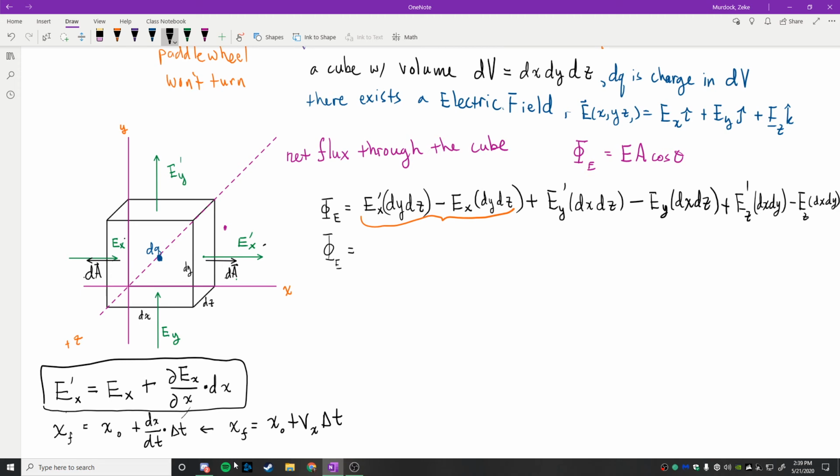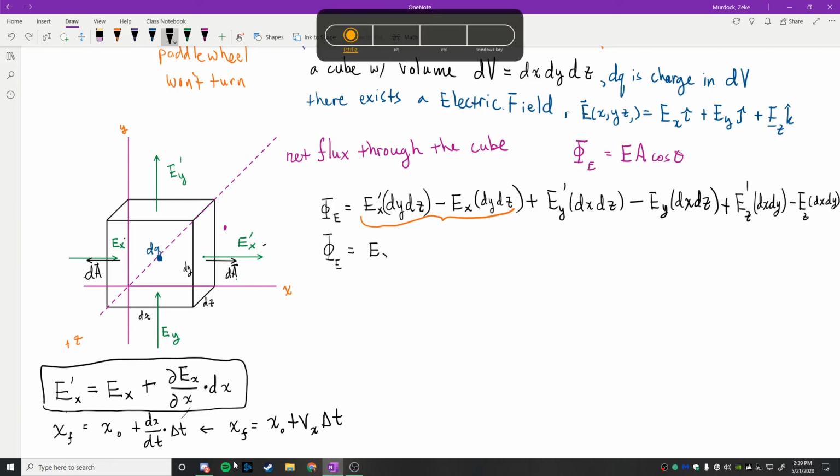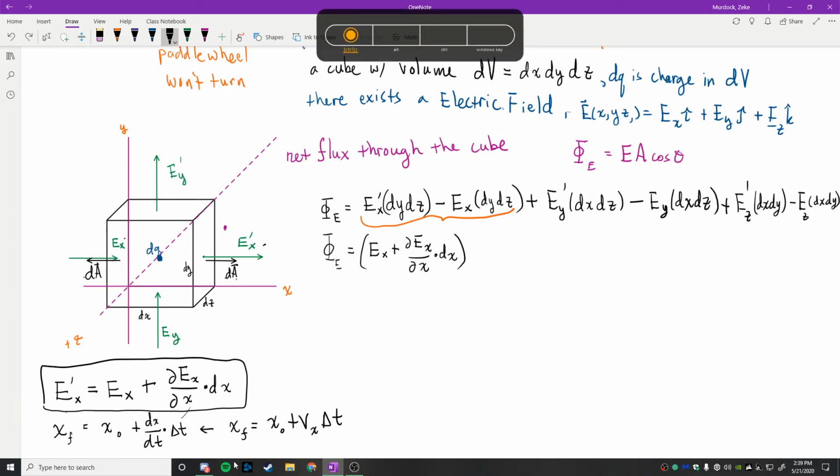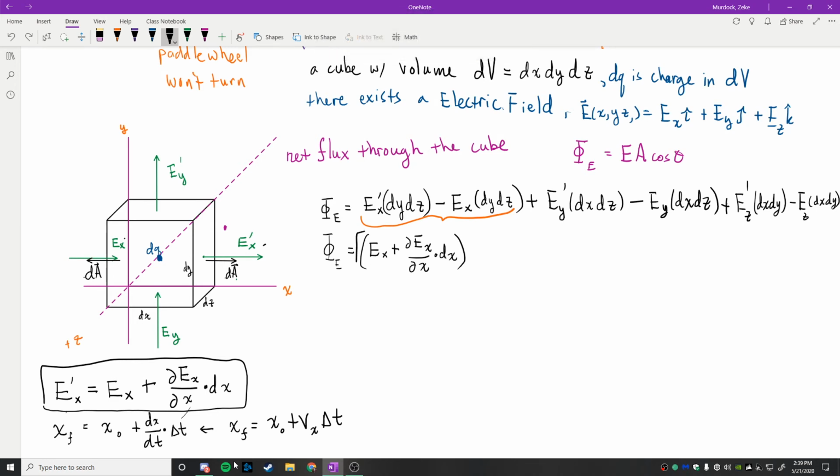Okay, now this expression, what it's going to become is, I plug in for Ex prime what I just wrote down there. Plus del Ex del x. Notice that's a partial derivative now, times dx. Okay, that's Ex prime. It was multiplied by dy dz. Minus... in fact, for clarity, notice that both of these terms have a dy dz in them, right? So we'll put that on the very outside. So it's Ex prime minus Ex, and then that is multiplied by dy dz.